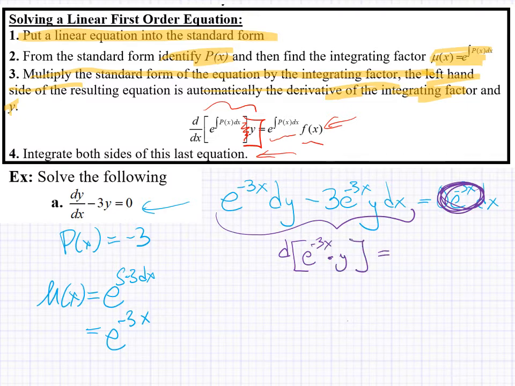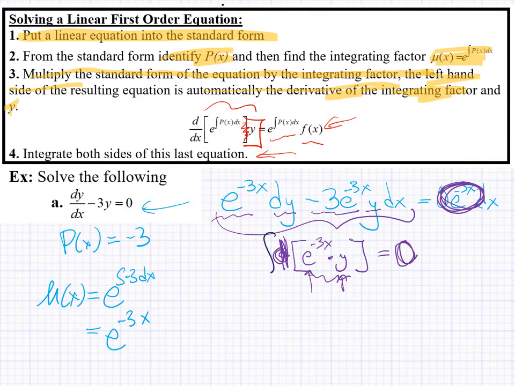And again, double check that. If I was to do the derivative of this, I would need the product rule, in which case I take the derivative of y, which would be the dy, times e to the negative 3x, plus the derivative of e to the negative 3x, which is negative 3e to the negative 3x, times y. And so you see, you get exactly this. So we can always rewrite this left-hand side as the derivative of the integrating factor times y. Okay? And this side is still just 0 on the right.